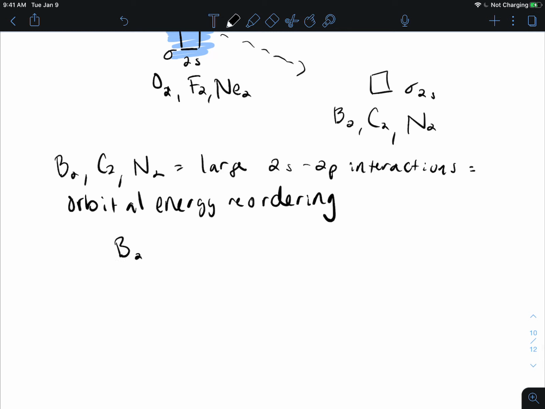B2 has a bond order of 1. C2 has a bond order of 2. And N2 has a bond order of 3.